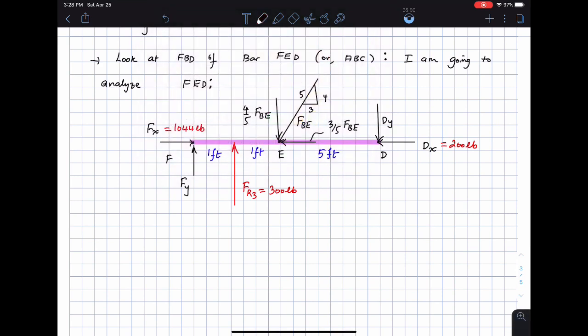This means that my first step is to start by looking at the sum of forces in the x direction, because FBE is the only unknown. If I sum forces in the x direction and set that equal to 0, I have Fx minus 3/5 FBE minus Dx is equal to 0, which will give me FBE. If I solve for FBE, I get approximately 1407 pounds.